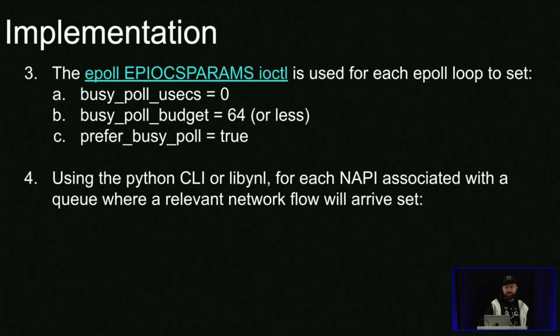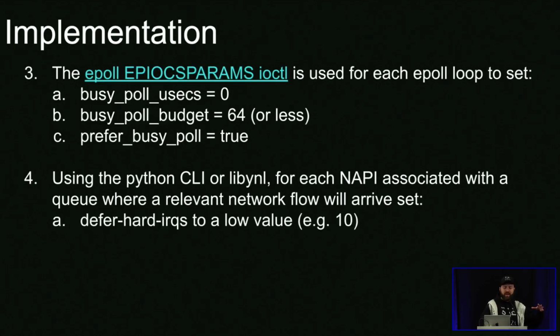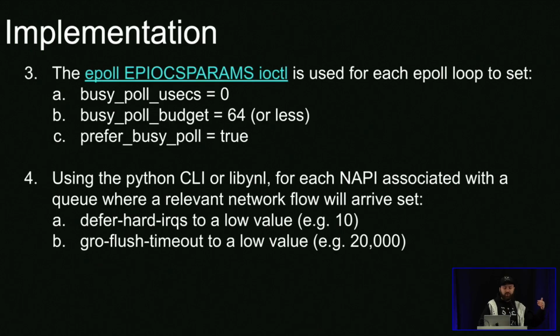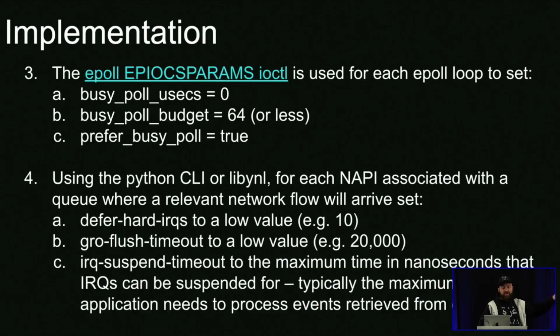And then you use the Python CLI or libynl for each NAPI associated with every queue where the network flows are landing. You can set the defer hard IRQs to a low value, like maybe 10 or something, and the GRO flush timeout to a low value, like maybe 20,000 or something. And then you set the IRQ suspend timeout to the maximum time in nanoseconds that interrupts should be suspended for. That's typically the maximum time the application needs to process events retrieved from epoll wait.